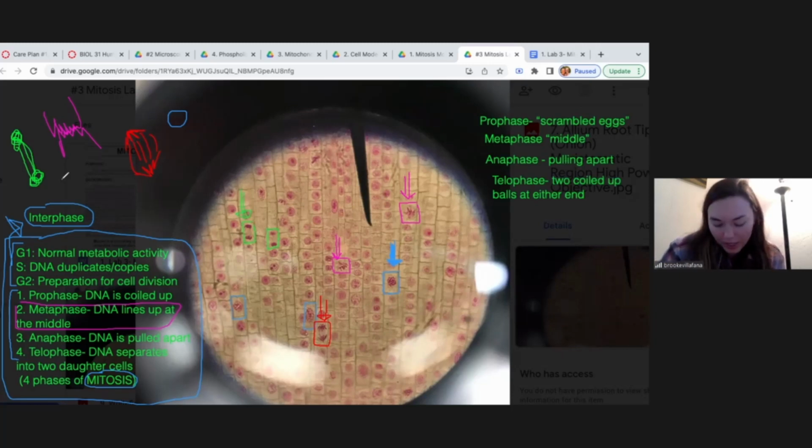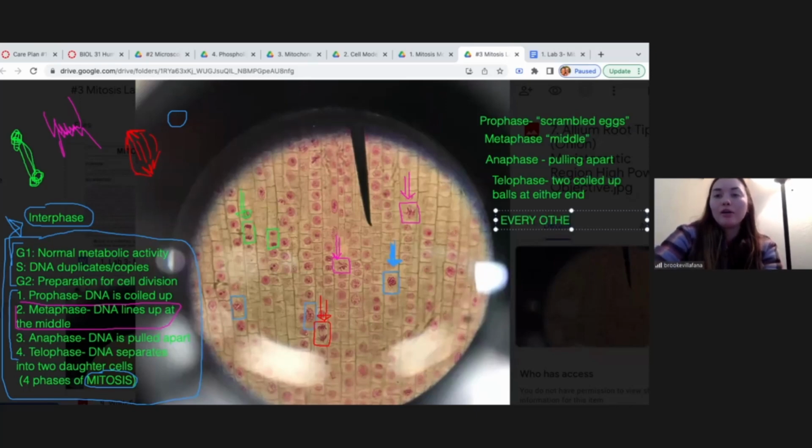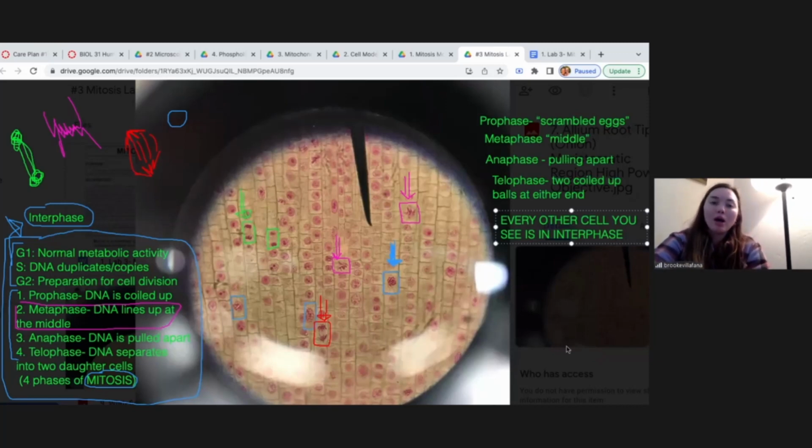So what's on the test? You guys need to identify each of the phases of mitosis on the test. Any questions or clarifications on that? Usually somebody asks, what about interphase? So every other cell you see is in interphase. So if I didn't draw a box around it, it's in interphase.